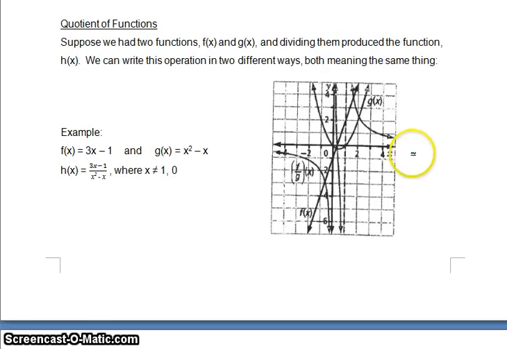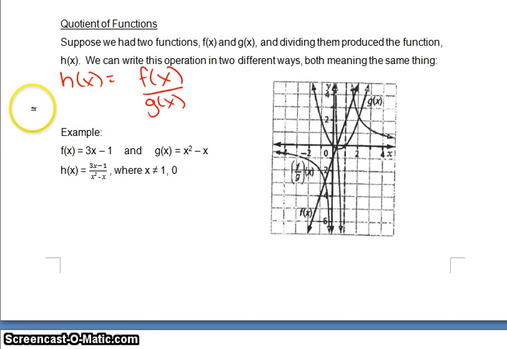Moving down here, we are going to be talking about the quotient of functions. So suppose we had two functions, f of x and g of x, and suppose dividing them would produce the function h of x. We can write this in two different ways, once again, both meaning the exact same thing. So we could have h of x is equal to f of x divided by g of x.